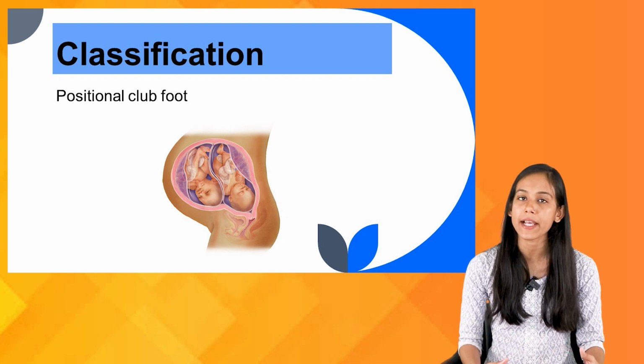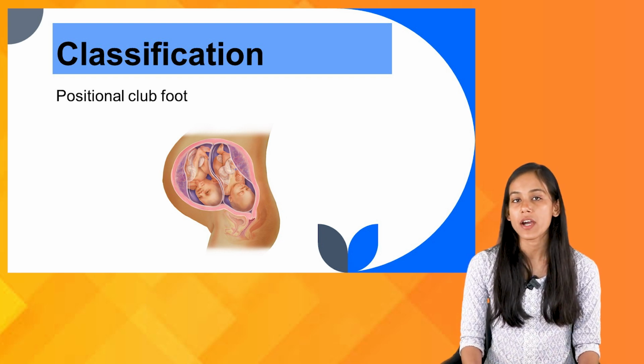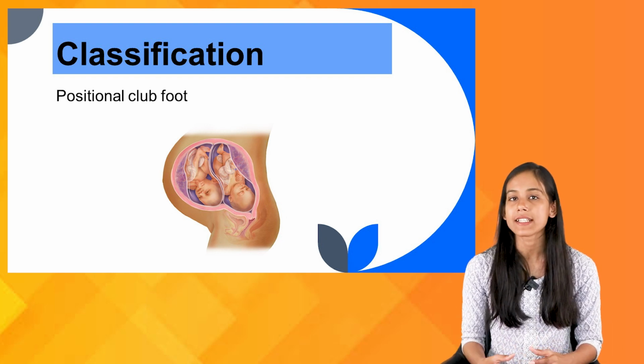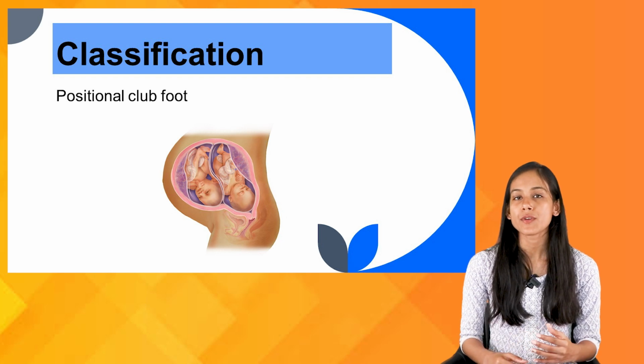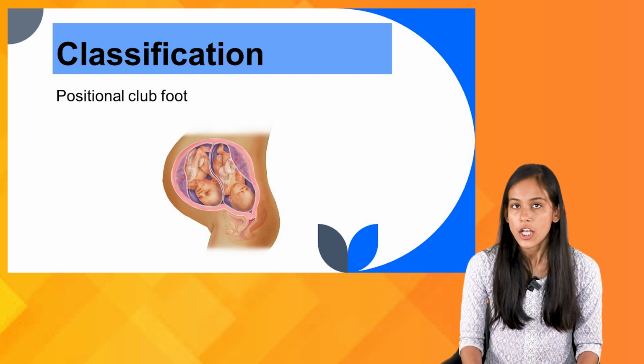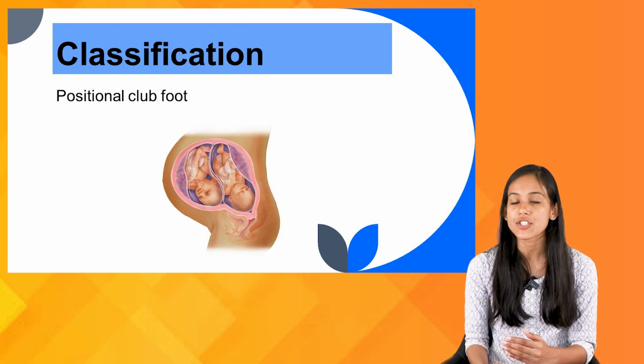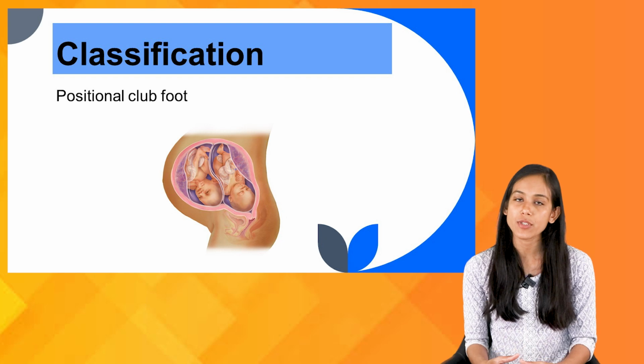So, we have different types of clubfoot, and the first one is positional clubfoot. From the name itself, you can understand that this is due to improper position. So, this is related to position, right? That is why it is called positional clubfoot. Now, what is positional clubfoot?